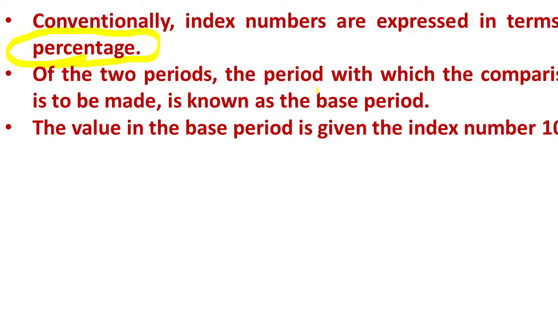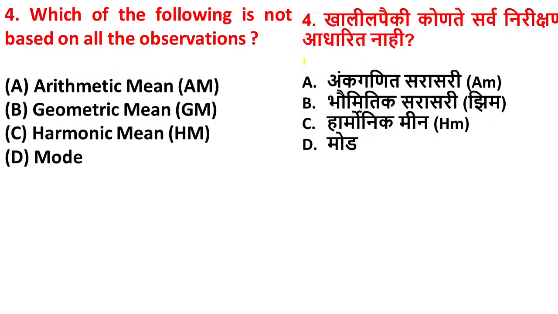Of the two periods, the period with which the comparison is to be made is known as the base period, and the value of the base period is given as 100 in calculating the index number. Question number 4. Which of the following is not based on all the observations? Option A arithmetic mean, option B geometric mean, option C harmonic mean, option D mode.